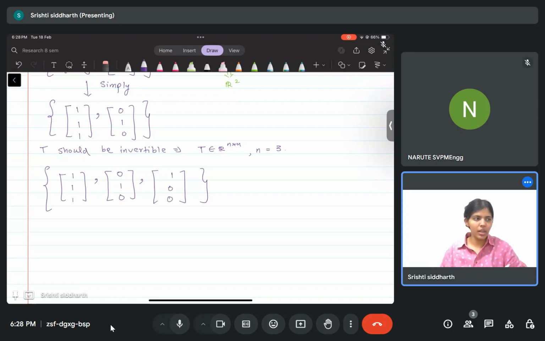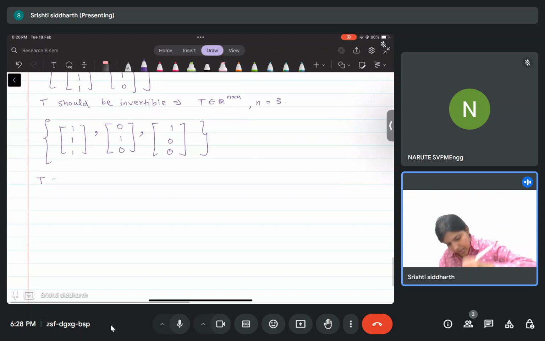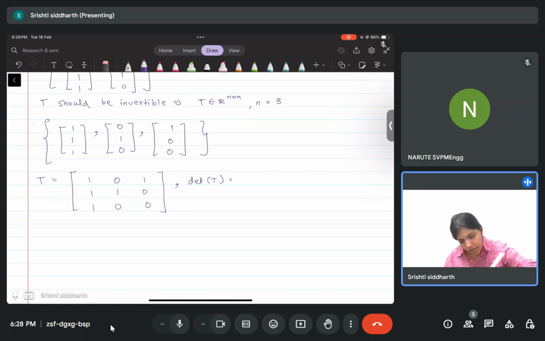You can again check that these are linearly independent. So what we have to do now is that we have this T, which can be constructed by placing the columns 0, 1, 0 and 1, 0, 0. We can check the determinant, which is simply 1 and 0, 1, 1, 0. And the transformation matrix is invertible.